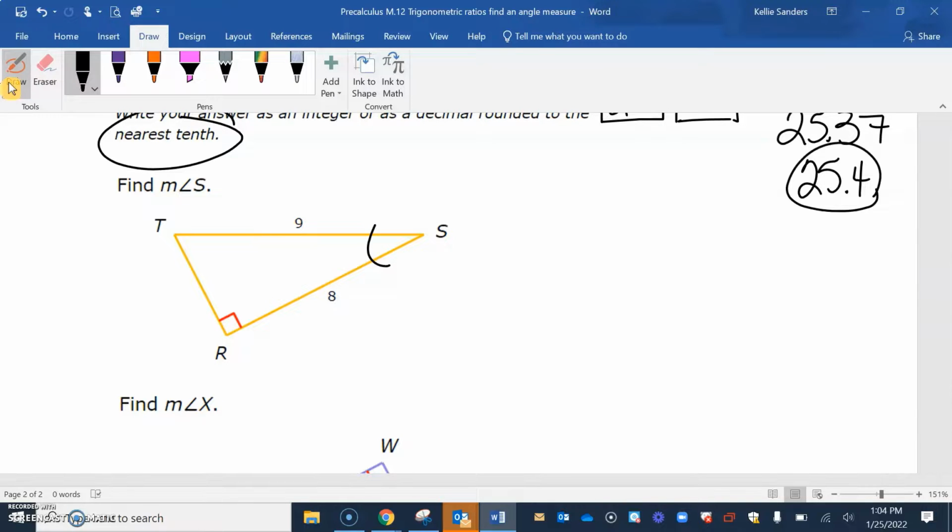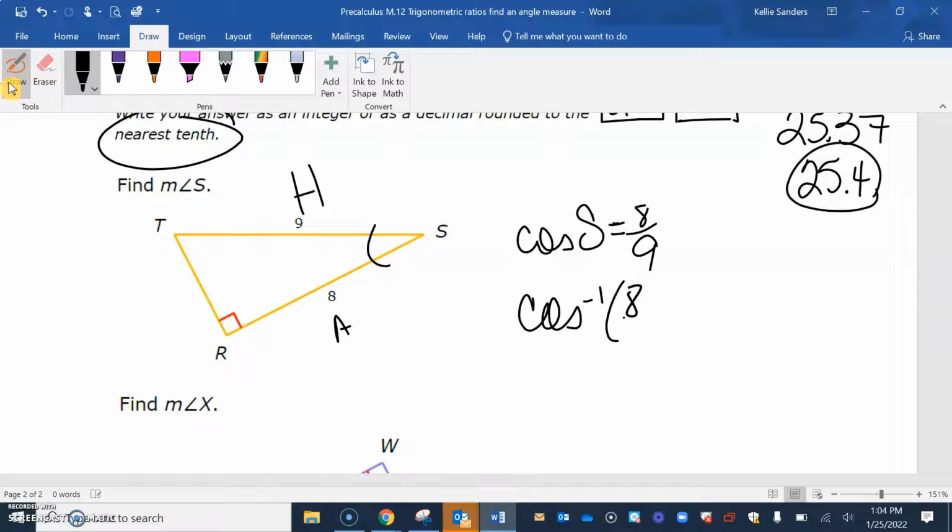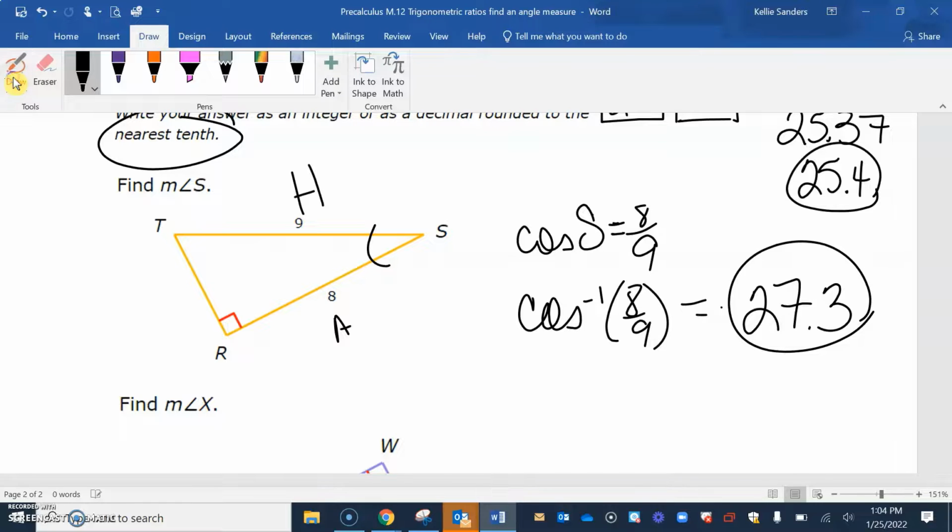Angle S, this is the hypotenuse, this is adjacent, so this time we're going to use cosine. So cosine S equals adjacent over hypotenuse. So now we're going to do inverse cosine of 8 over 9 to find the missing angle. So second cosine 8 over 9, 27.3. It's not too bad, is it?